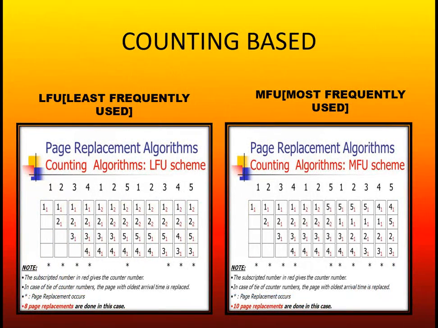The last one is the counting based page replacement algorithm. In this algorithm, we keep the counter of the number of references that have been made to each page. In these, two schemes are used. One is the LFU and other one is the MFU. In LFU, it requires that the page with the smallest count be replaced. In MFU, it is based on the argument that the page with the smallest count was probably just brought in and has yet to be used. This is the examples of LFU and MFU.